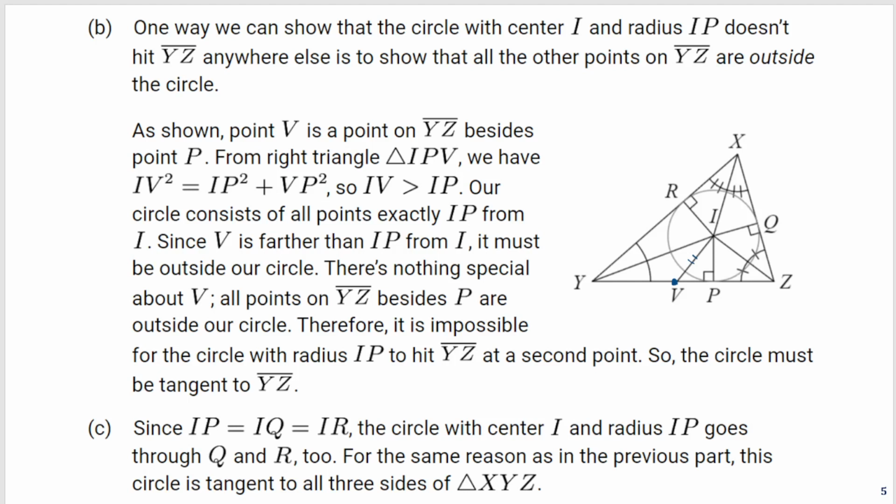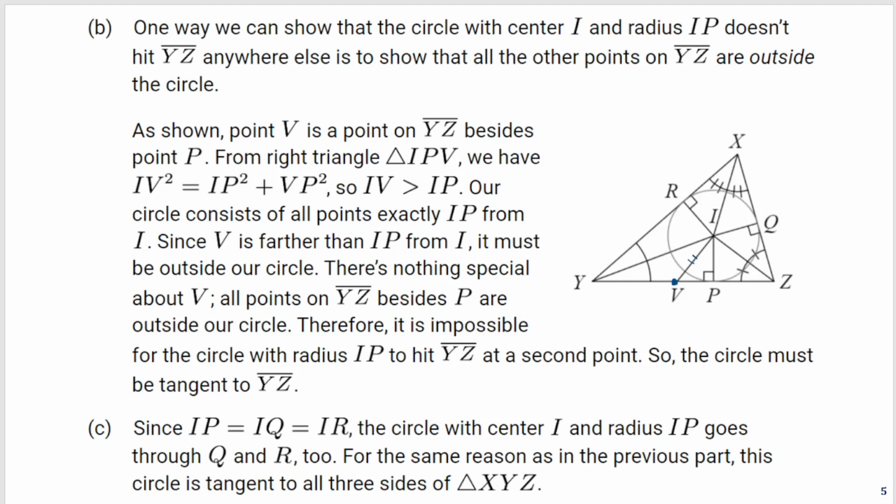And you can use the same method to prove that the circle is tangent to line XZ and also tangent to line XY. Therefore, it's tangent to all three sides of that triangle, right? Okay, question C. Since IP equals IQ equals IR, the circle with center I and radius IP goes through Q and R. For the same reason as in the previous part, we have just proved that this circle is tangent to all three sides of XYZ.